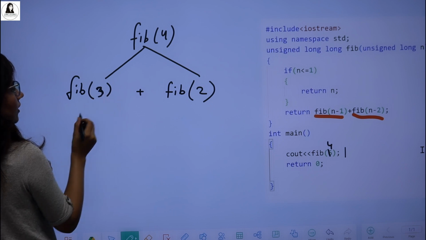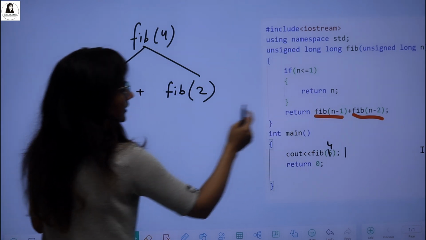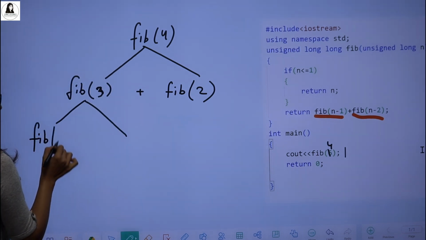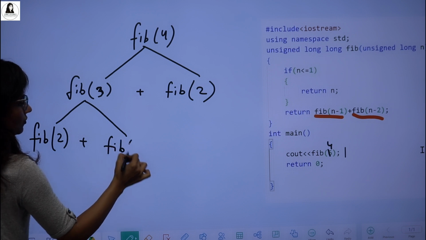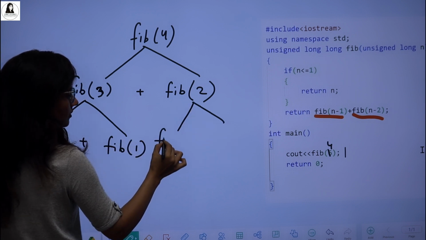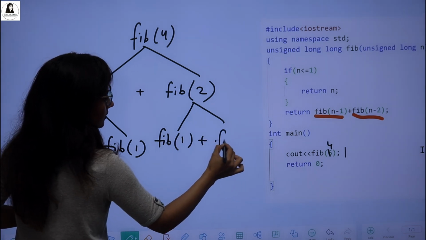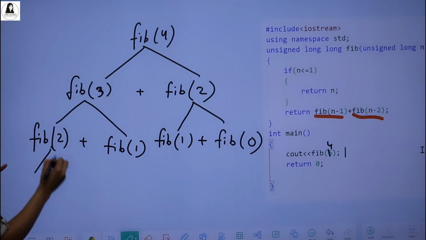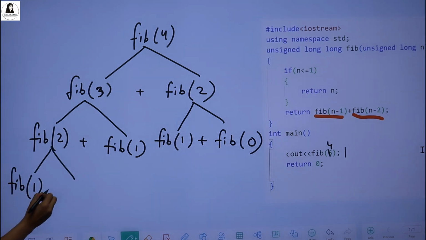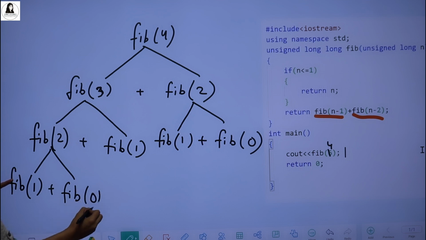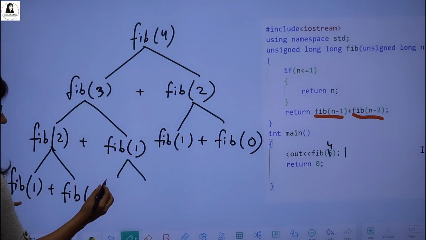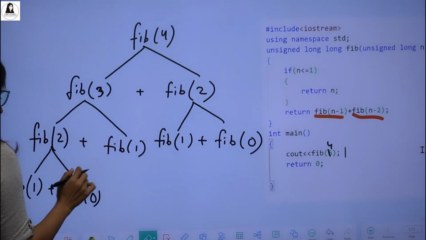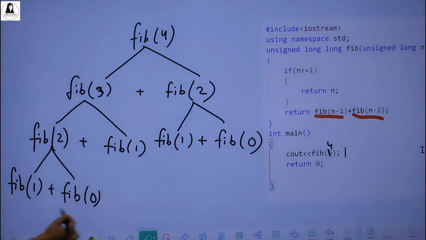Now again we have fib of 3, so this fib of 3 will call again here, so fib of 3 would be divided like this: fib of 2 plus fib of 1. And this would be something like this: fib of 2 is 1 plus fib of 0, right? Now fib of 2 would again be divided into fib of 1 plus fib of 0, and fib of 1, obviously, is the base case, so it would not be further divided, because the base case is n is less than or equal to 1, return n. So we got base cases for all the branches.